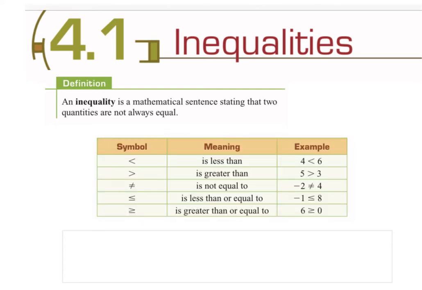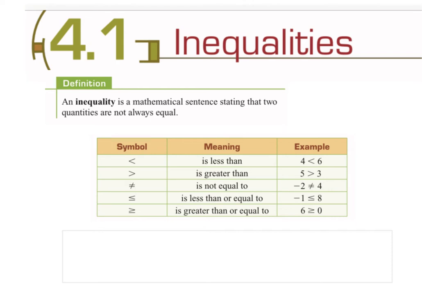So you can have different types of inequalities. And these symbols hopefully look familiar to you. You have the less than symbol, greater than symbol, and not equal to. Those are all inequalities. And then combining these with equality, you have less than or equal to, greater than or equal to. And they give us some examples. 4 is less than 6, 5 is greater than 3, -2 and 4 are not equal, -1 is less than or equal to 8, and 6 is greater than or equal to 0.